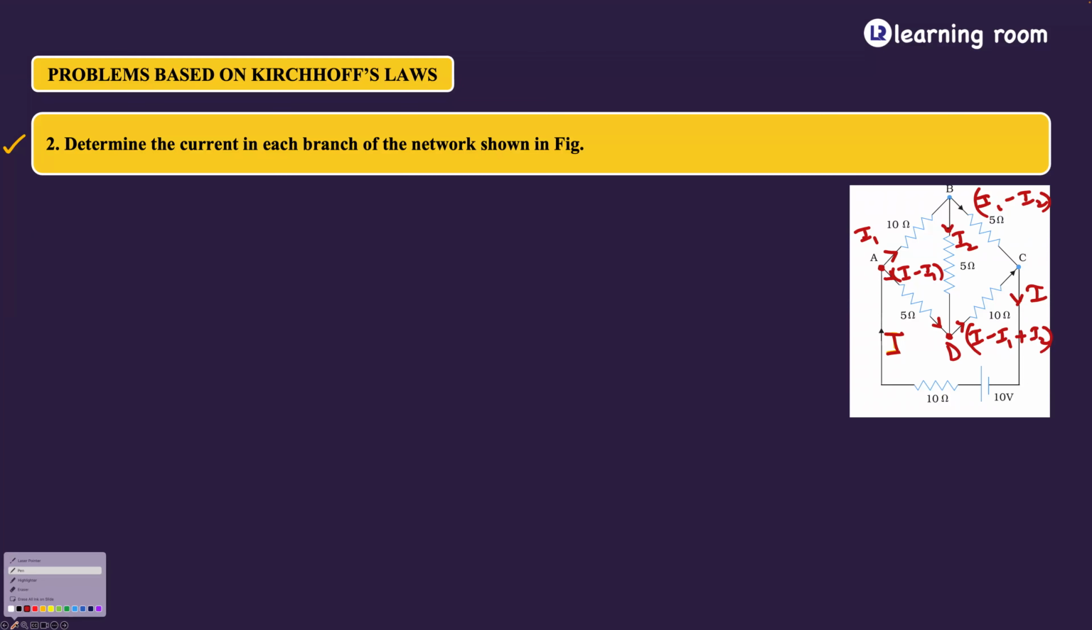Now what we need to understand is how to apply KVL. Before that, what are we supposed to do? I minus I1 is towards the junction. I2 is towards the junction. If you take towards the junction as positive, leaving the junction will be negative. So add them and put.